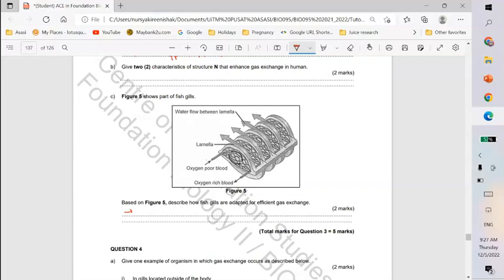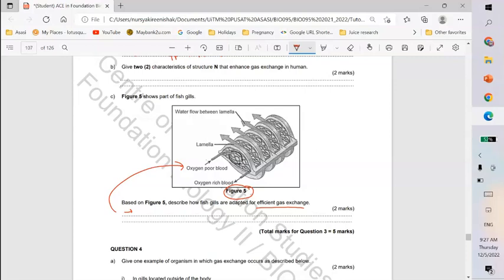Sebab apa? Awak tengok kat sini, based on figure 5, disuruh awak berpandukan pada gambar. Based on figure 5, describe how fish gills are adapted for efficient gas exchange. Awak kena refer awak punya jawapan tu pada diagram. Pada diagram ni dia tunjuk apa? Proses apa? Gills is adapted in order to make sure that it can extract oxygen efficiently from water. Dia akan menggunakan mekanism apa? Proses apa? Counter current. Itu poin yang pertama. Okay, counter current exchange. Gills are adapted for efficient gas exchange based on figure 5 ni, is that it involves counter current exchange. One point.